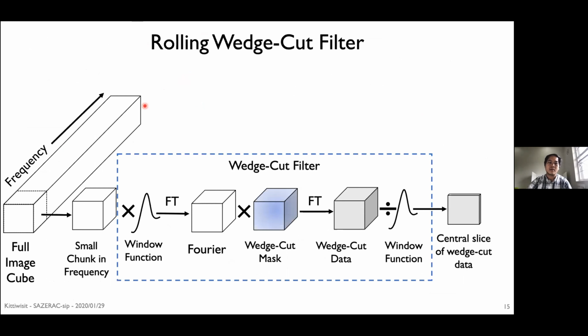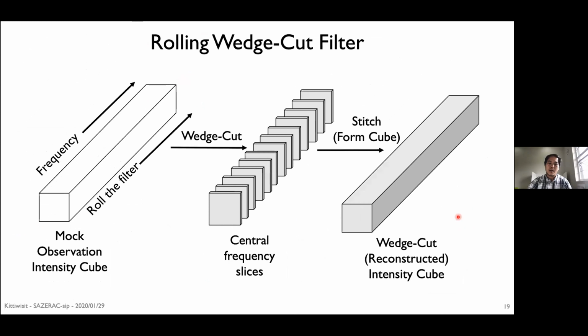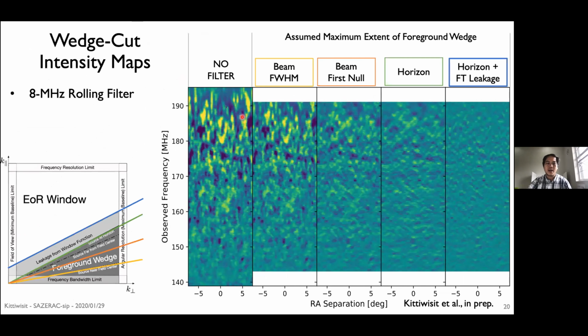And we found that doing a rolling style filtering works best, where you take a small chunk of the data, apply a wedge-cut filter, then we keep the central slice, which we found has the least bias, and then you roll these filters up, and eventually you can just stitch the central slices together to form this output cube that we make the measurement. And these are the results.